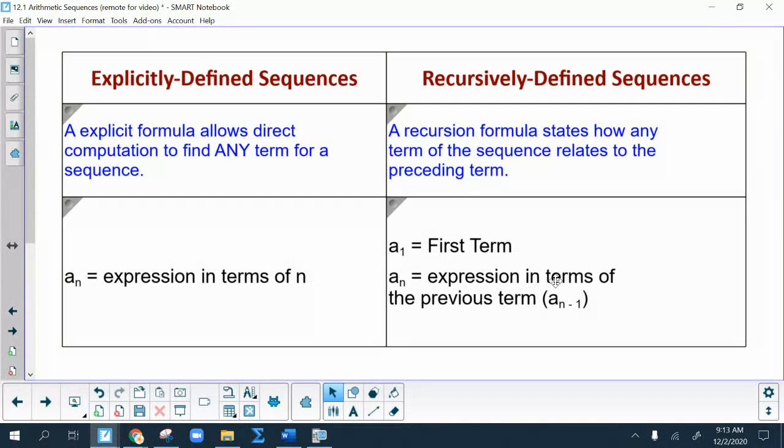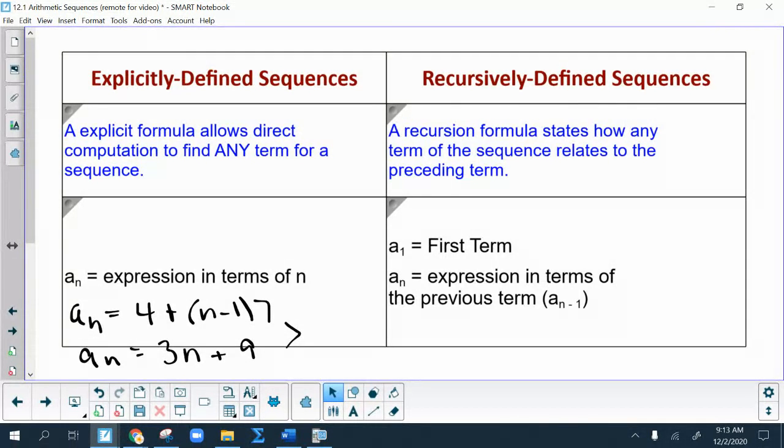So the way you would think of an explicitly defined sequence was we would just call it a sub n by itself, and there'd be an expression in terms of n. Like you might say something like a sub n equals 4 plus n minus 1 times 7, okay? Or maybe you'll see it as a sub n equals 3n plus 9. Okay, these are both explicit definitions of arithmetic sequences.